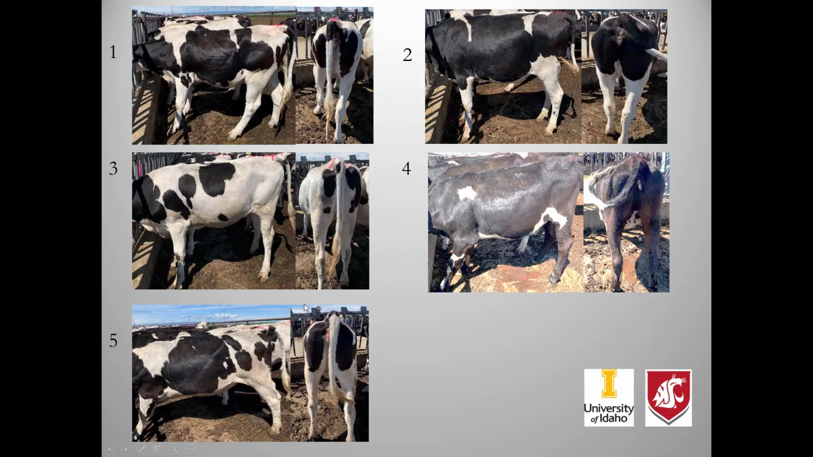So here are 3 additional heifers: heifer number 3, heifer number 4, and heifer number 5 visually. So take a moment and see which one you think is best. And then we're going to move on to the next sets of information.